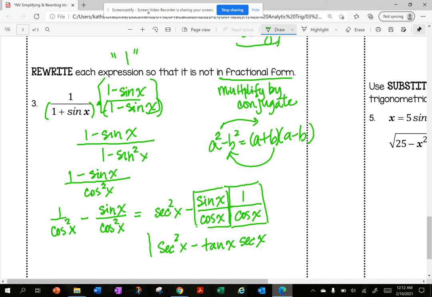Okay, so my goal for this is to rewrite so I'm not in fractional form. I'm not trying to get down to a single term. And when I want to write it not in fractional form, that means everything's in the numerator. All right, so let's try one more like that.